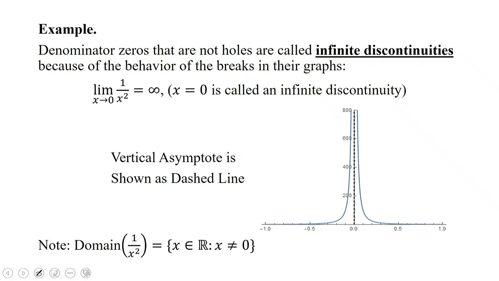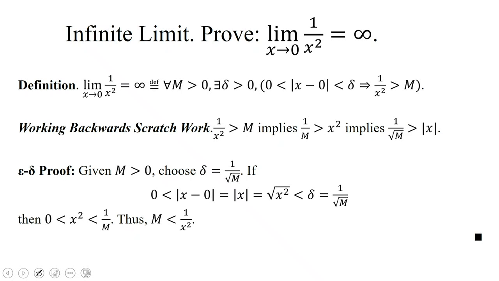We're going to just take a look at one case, the case of 1 over x squared. 1 over x squared as x goes to 0 is equal to infinity. We want to prove that. So here's the graph. We typically use a dashed line to indicate vertical asymptotic behavior. It's somewhat standard. And so the domain of this function is everything except 0. X can't be 0. So let's take a look at a proof. We want to prove that the limit of 1 over x squared is equal to infinity.